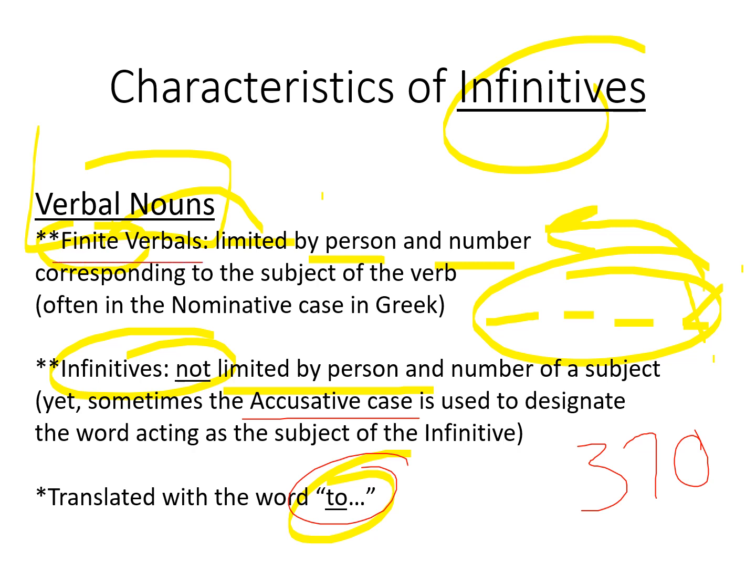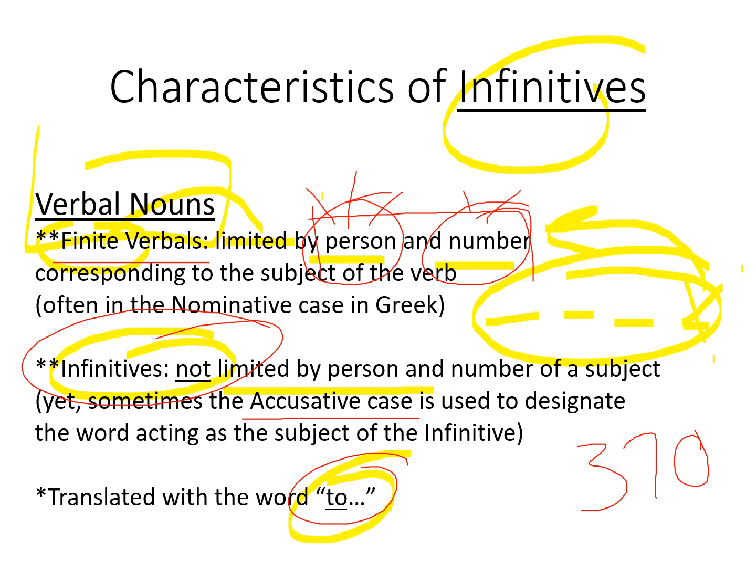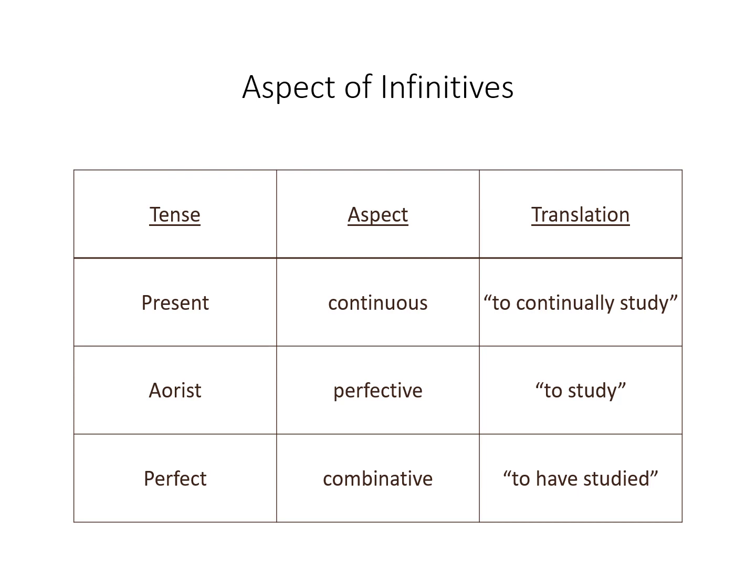So our key word is to. We are not limited by person or number. It's that to infinity and beyond. To blank something. We're not talking about a specific person doing that, like first, second, third person, or a singular or plural. We are talking just about the act itself, to do something. With the infinitive, we still think about aspect, and we have our keywords of present with continually, and the aorist, just this perfective idea, the perfect tense, to have studied, that combinative.